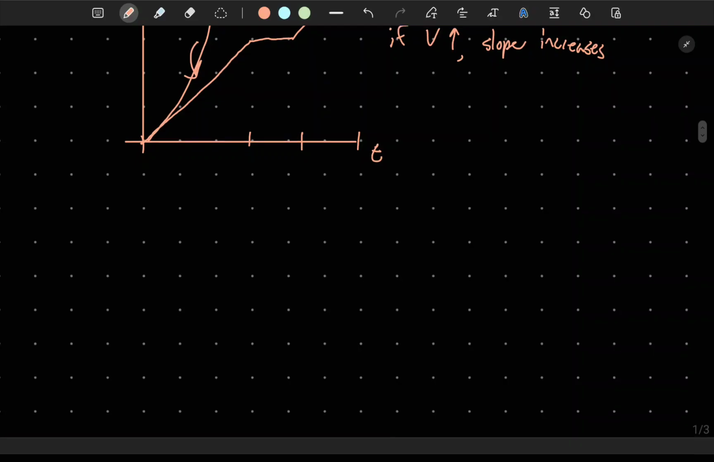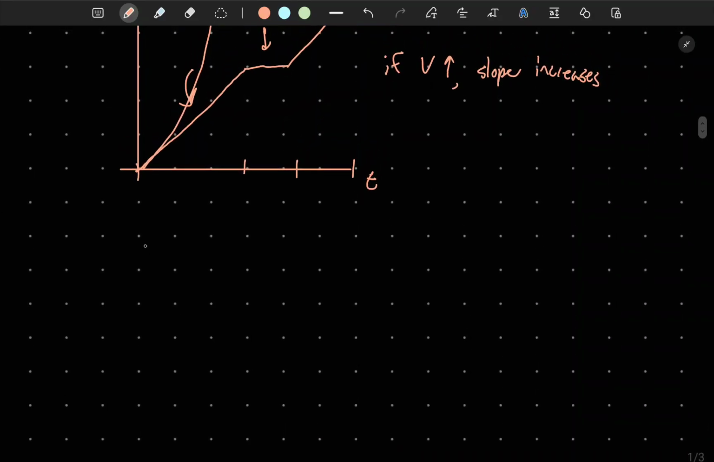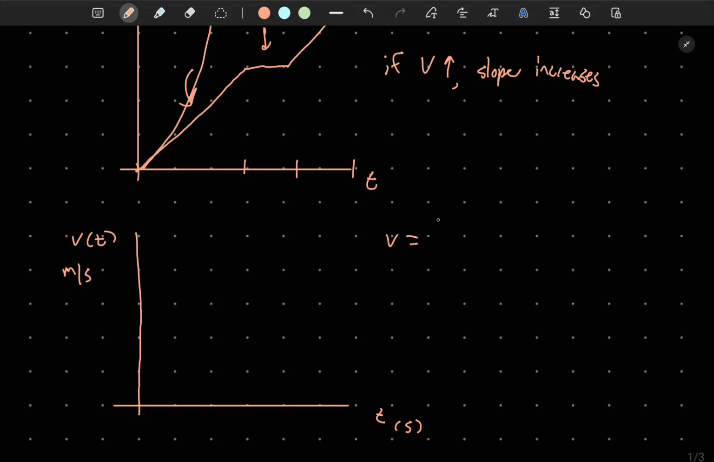Now, there's another graph that you should probably know, which is a velocity versus time graph. So we have v of t versus t. And be sure to know that this is in meters per second and this is in seconds. And remember, if velocity is equal to distance over time, that means velocity times time must be distance, right? So this is important.